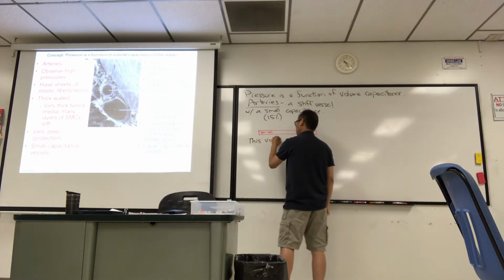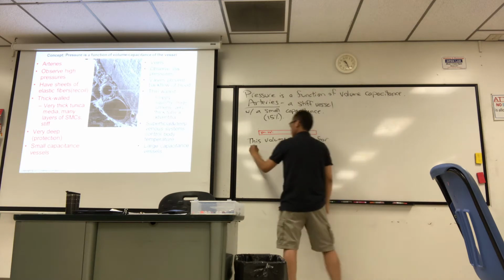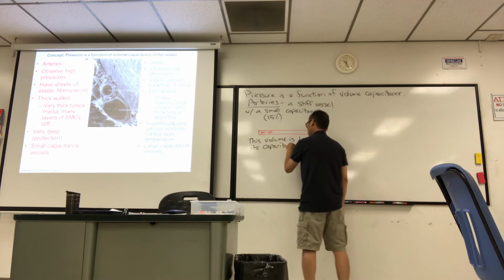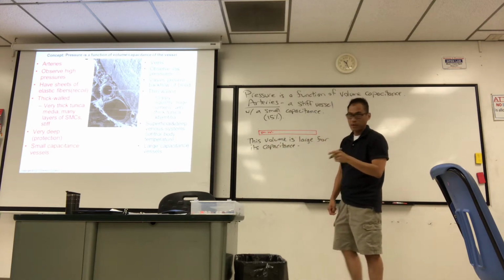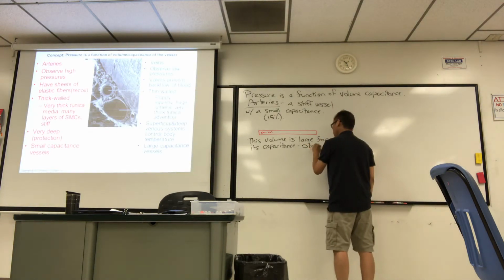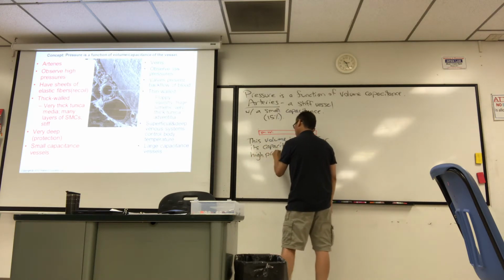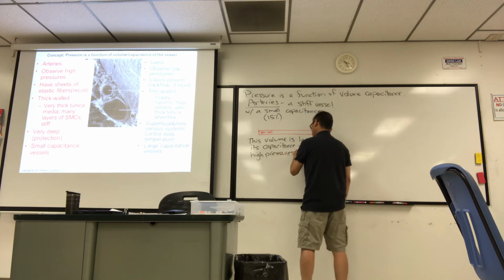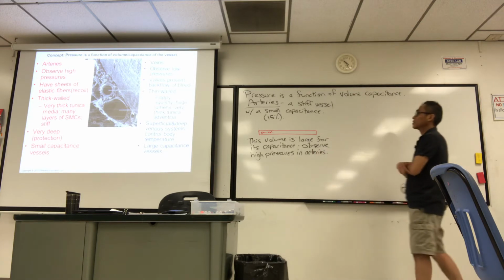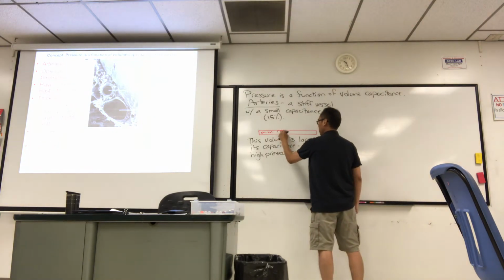This volume is large for its capacitance. Therefore, you observe high pressures in blood vessels that are arteries. Observe high pressures in arteries. Small volume, large pressure. So I'll draw pressure in big letters. Pressure.